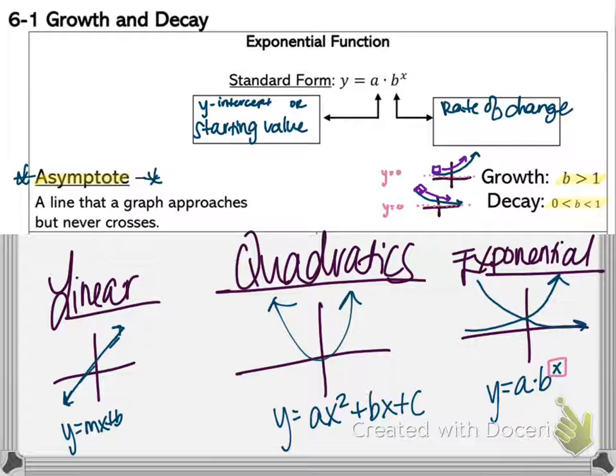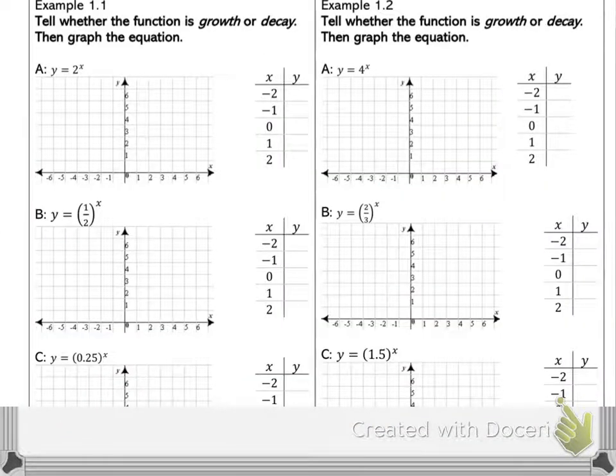All right, so let's go ahead and graph a couple of these. So example 1.1, A on the left-hand side, it says, first of all, tell whether it is growth or decay, and then graph the equation. So our equation is y equals 2 to the x power. Well, if I were to follow my y equals a times b to the x power, I can see that this is my b value, all right? And I know it's my b because it's my base of the exponent. Therefore, this is my b.